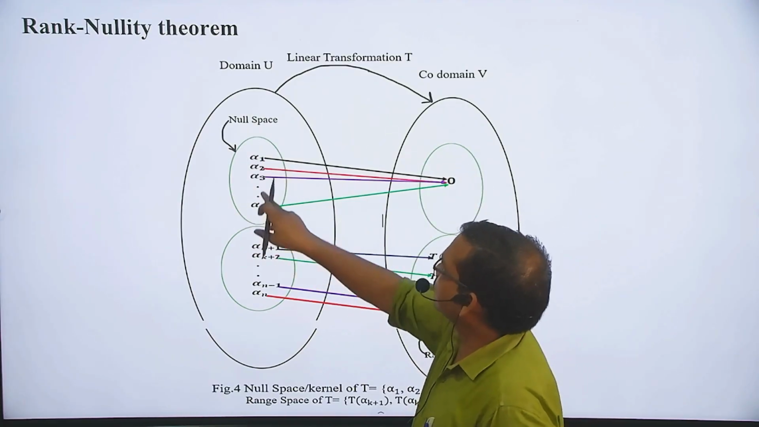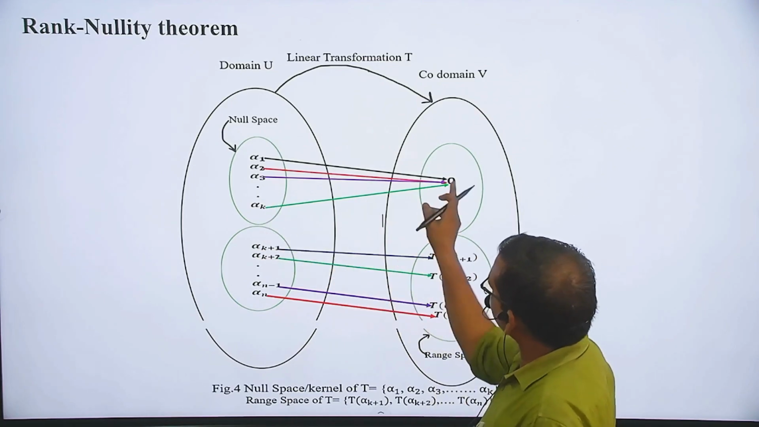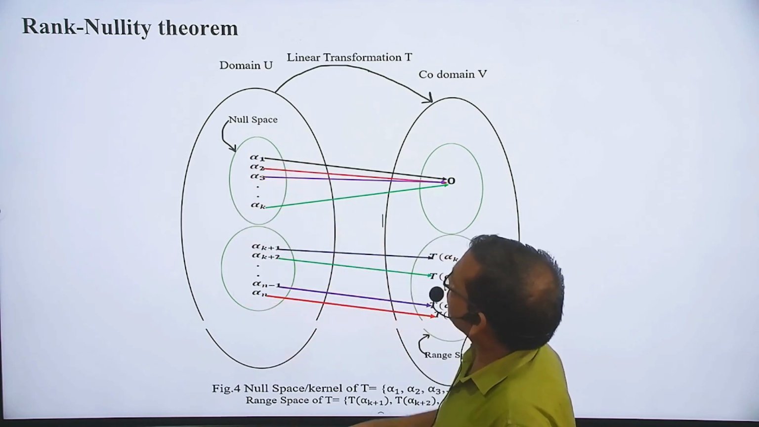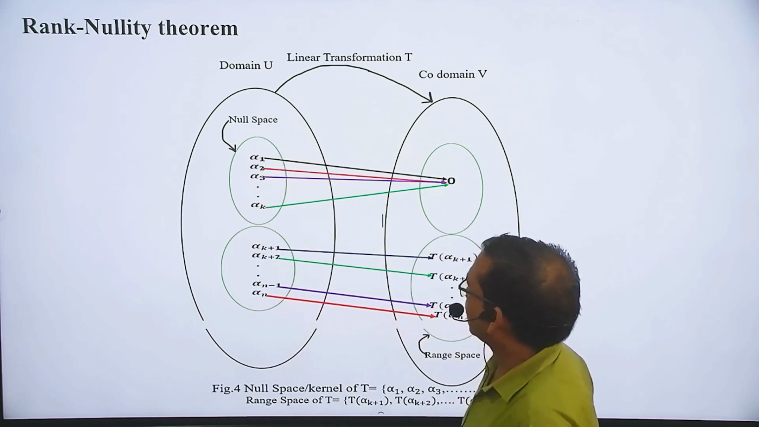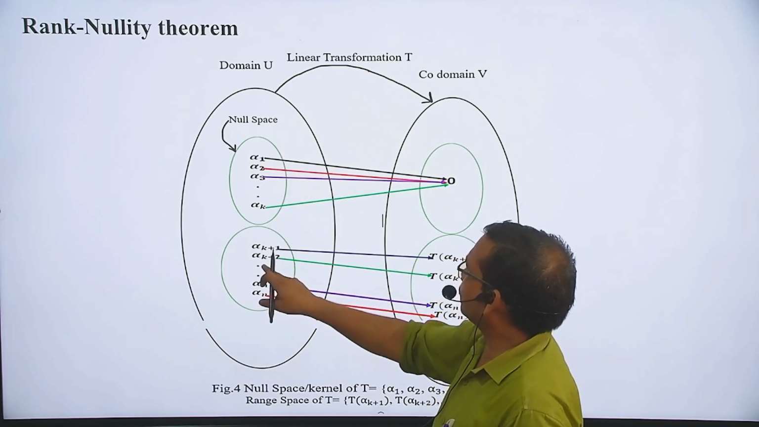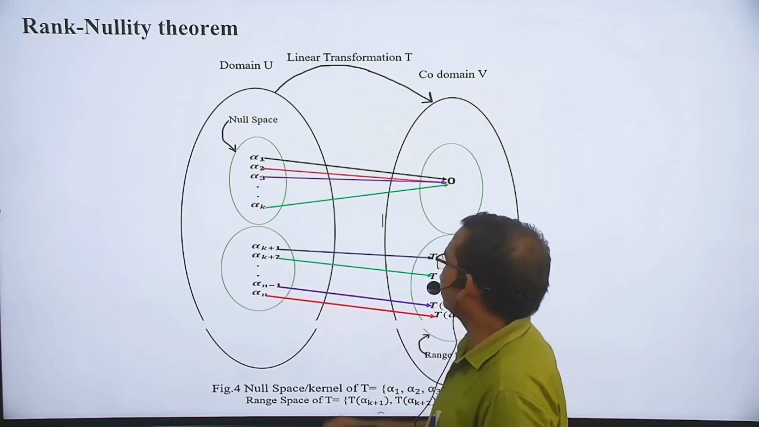Here alpha 1, alpha 2, alpha 3, up to alpha k have image 0. This box represents the null space. And next, in the domain, alpha k plus 1, alpha k plus 2, and so on up to alpha n, that is, n minus k elements.